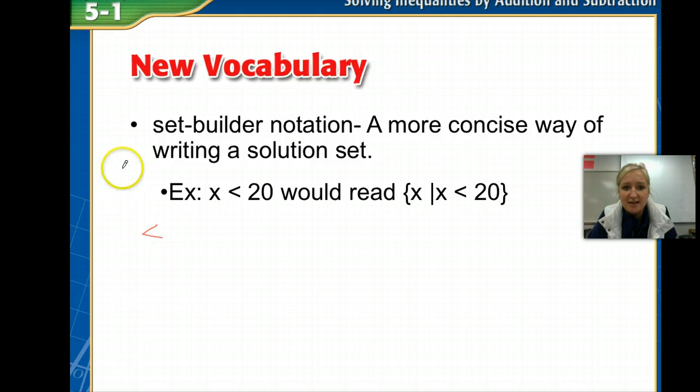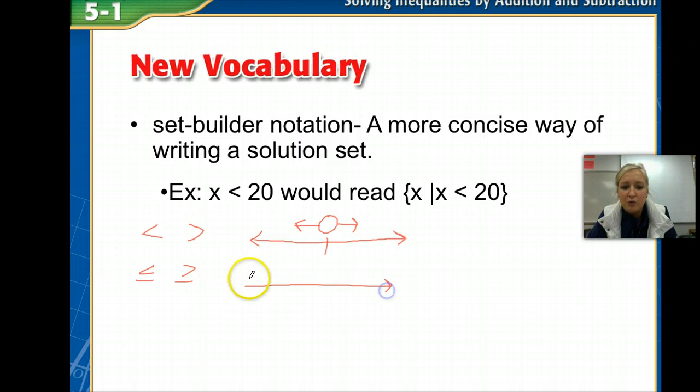Now, two other things that I want to cover and review with you. It's just kind of expected that you remember that the less than symbol and the greater than symbol, when we graph them on a number line, are represented by an open circle, meaning that it doesn't include that number, and then our arrows would go in either direction. A less than or equal to or greater than or equal to, if you remember, is represented by a closed circle because it does include that number. And then your arrow would go in either direction from that point.